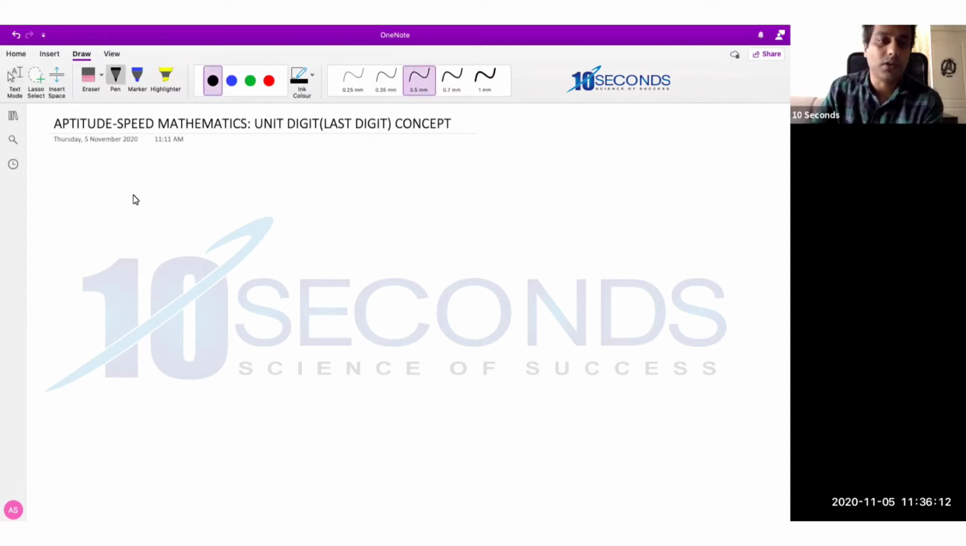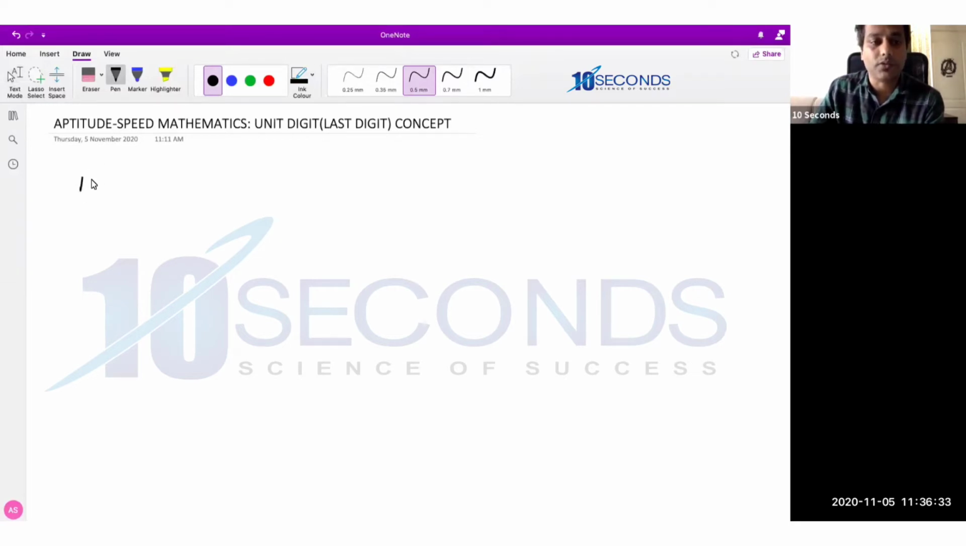So this is the shortcut which we are going to discuss today. I'll repeat, under speed mathematics, unit digit concept. If you have not checked out my previous shortcut on LCM and HCF, please check it once. Let me take the unit digit concept today.